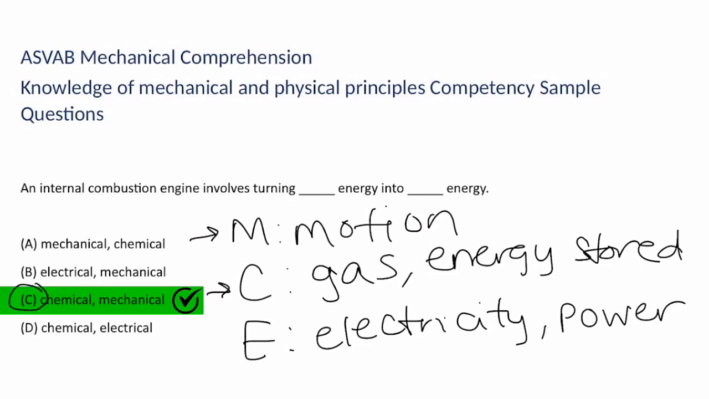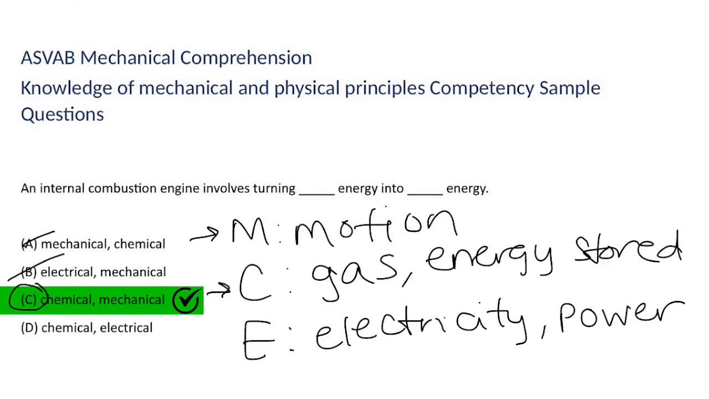Let's take a look at the other answer choices. Answer A says mechanical energy into chemical energy. This reverses the process, so we know that that's not it. Answer B says electrical energy into mechanical energy. And while electricity does play a role in starting the engine, it's not the engine's primary energy source.